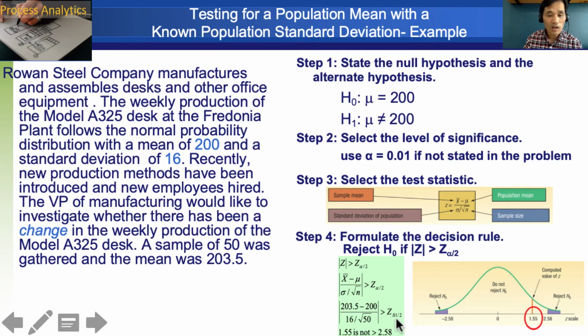1.55. And z alpha over 2, where alpha is given as 0.01, so z 0.005, meaning this shaded area is 0.5% in each tail. And if you look up the table, then you will see that it's negative 2.58 and positive 2.58. So if your z value is greater than 2.58 or less than negative 2.58, then you are going to reject the null hypothesis. However, you find that your statistic is actually 1.55, which is less than z alpha over 2, that is 2.58.